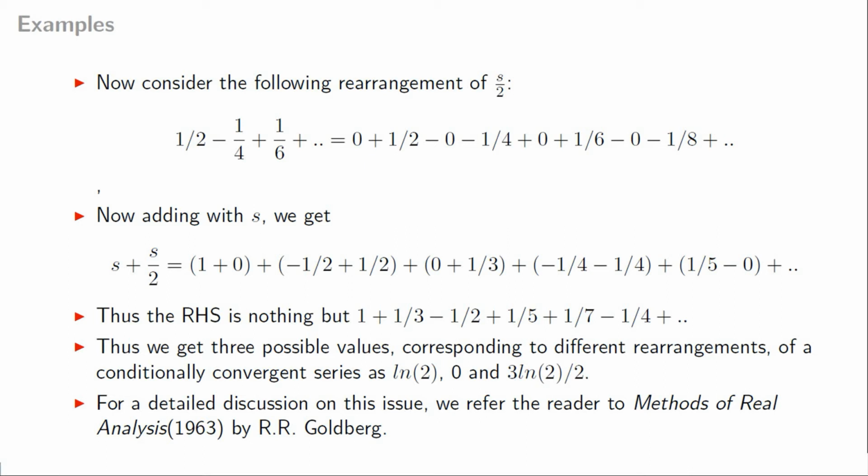That is, in the right hand side we get the same quantity, or the original series is expressed in the right hand side. Thus, we get 3 possible values corresponding to different rearrangements of a conditionally convergent series as log 2, 0 and 3 log 2 divided by 2. For a detailed discussion and the related theory on this issue, we refer the reader to the methods of real analysis by Goldberg.